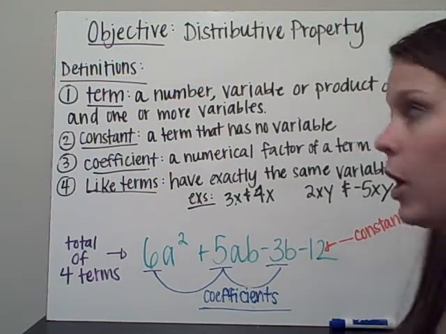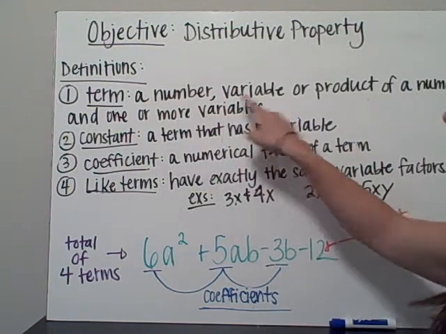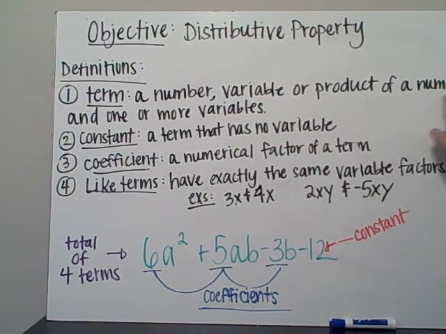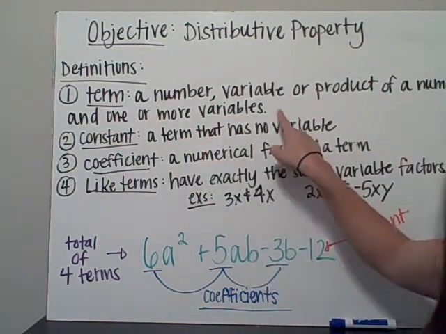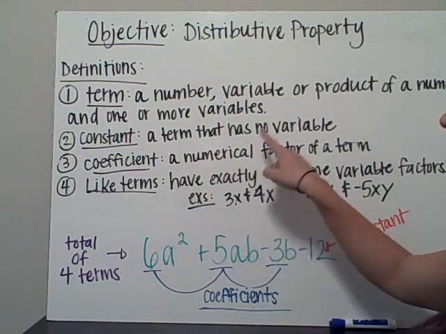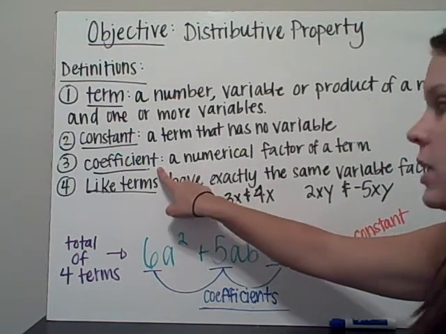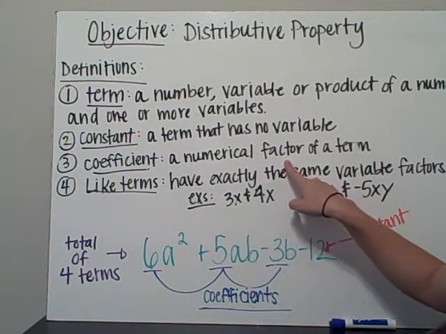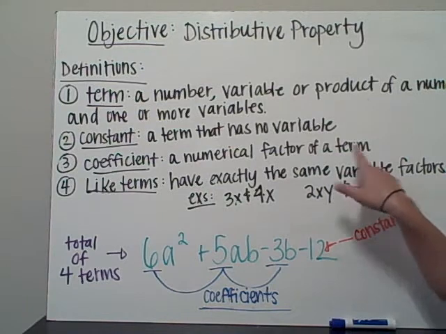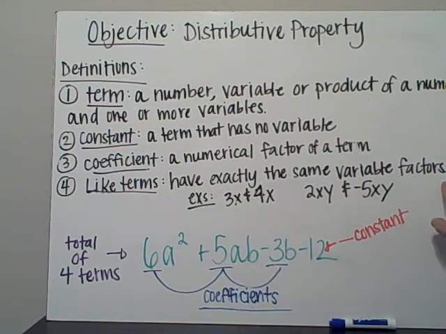The distributive property. Definitions. A term is a number, variable, or product of a number and one or more variables. A constant is a term that has no variable. A coefficient is a numerical factor of a term. And like terms have exactly the same variable and factors.